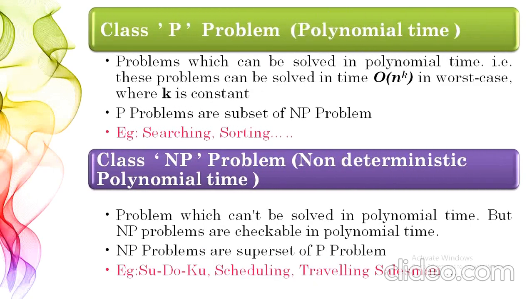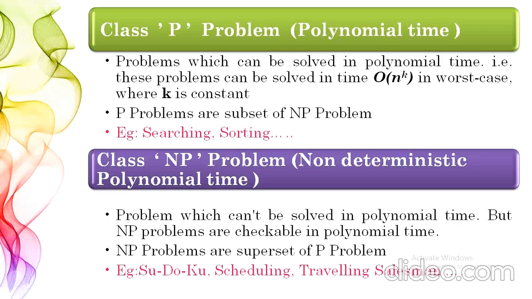Based on this computational complexity, problems can be classified into two groups. One is class P problem and another one is class NP problem. For the first category, P stands for polynomial time. That is, problems which can be solved in polynomial time. Such kind of problems are called as class P problems. The worst case time complexity of this kind of problem is big O of n power k, where k is a constant value. The best example for class P is all searching and sorting problems.